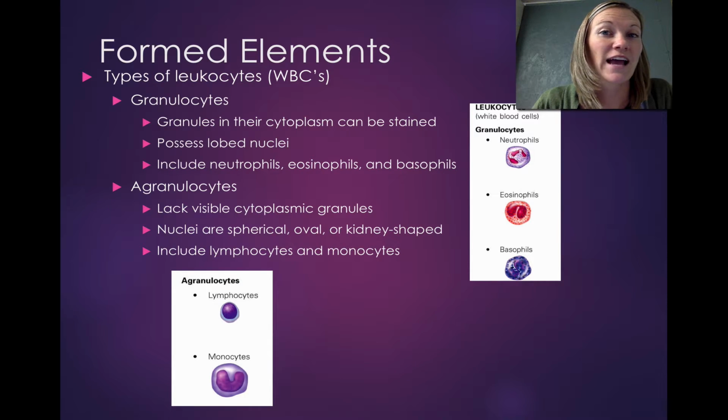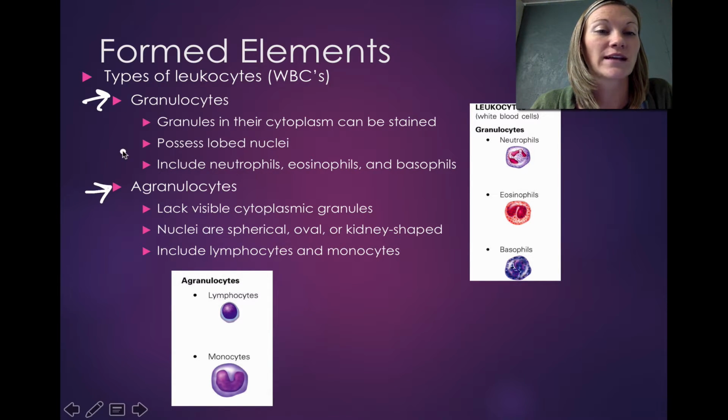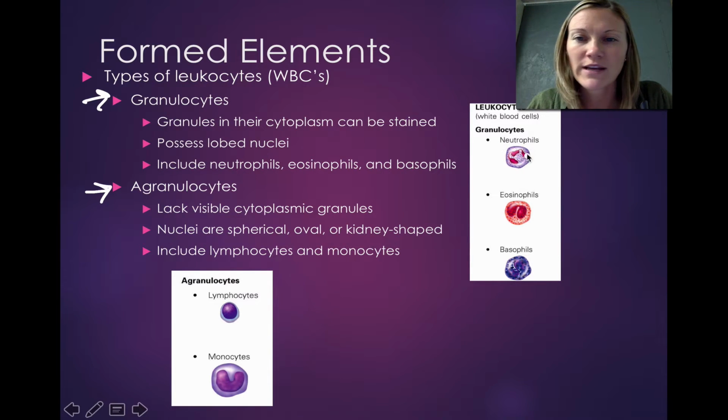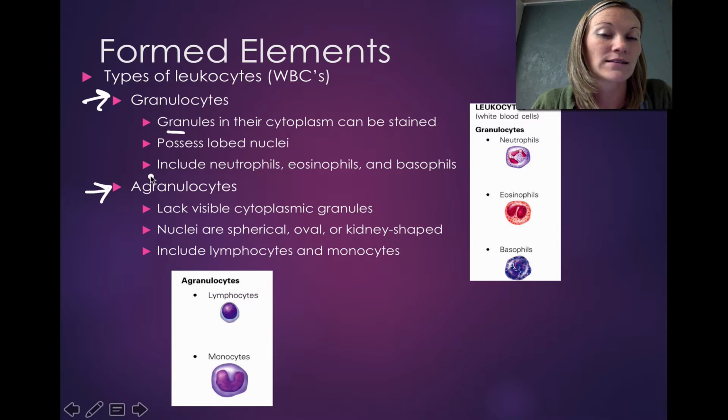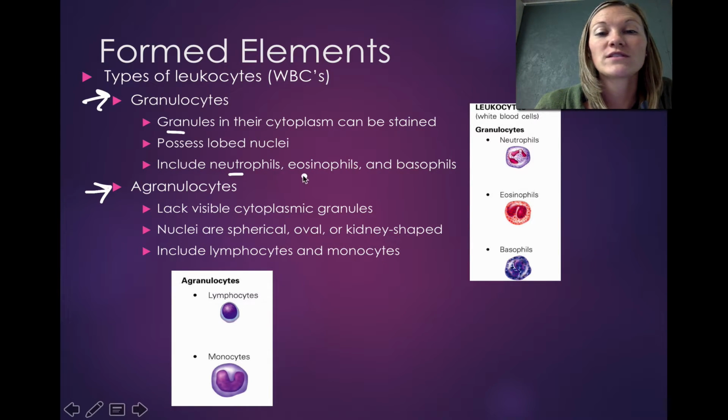Okay, there are different types of white blood cells. A couple of slides ago I showed you some pictures of the granulocytes and the agranulocytes. The granulocytes are really easy to identify because, if you look over here, you should see that they have a lot of little sandy grains in them. So they have granules in their cytoplasm that can be stained, and you're always going to look for those little spots. They look sandy. They also possess lobed nuclei, and they include the neutrophils, the eosinophils, and the basophils.